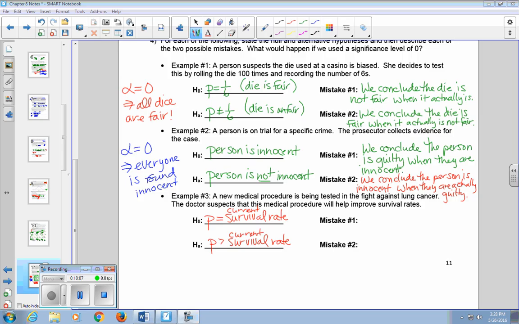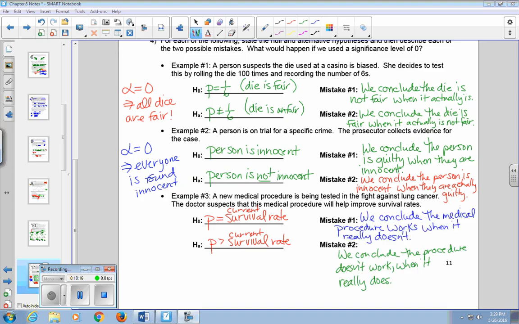All right, so our two possible mistakes. First one, we would conclude that the medical procedure works when it really doesn't. In other words, the current survival rate stays the same. So we're saying that the survival rate increased and it actually didn't. And the second one, mistake number two, we conclude the procedure doesn't work when it really does. Now think about what would happen if alpha were 0. In this case, no medical procedures work. We would never get enough evidence to say that a medical procedure worked.